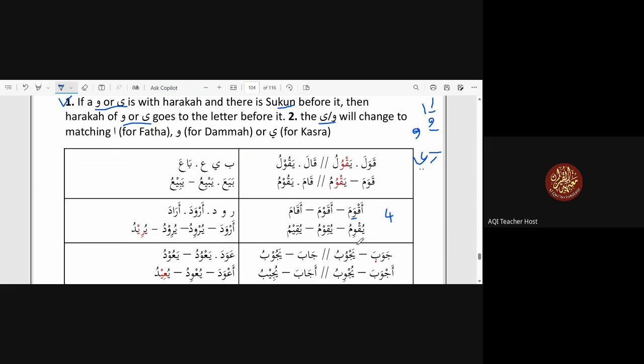For mudari, yuqwimu, yuf'ilu. After that exchange of the haraka, it will become yuqimu. So we can see waw is here and the previous letter has got kasra. If there is a kasra, then we have to change the next letter to ya. So waw will change to ya and it will become yuqimu. As you can see, it's quite difficult to say because there is waw there.